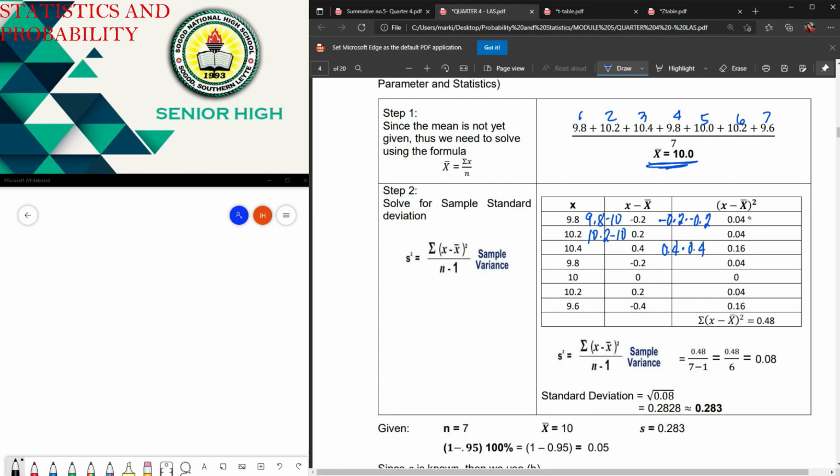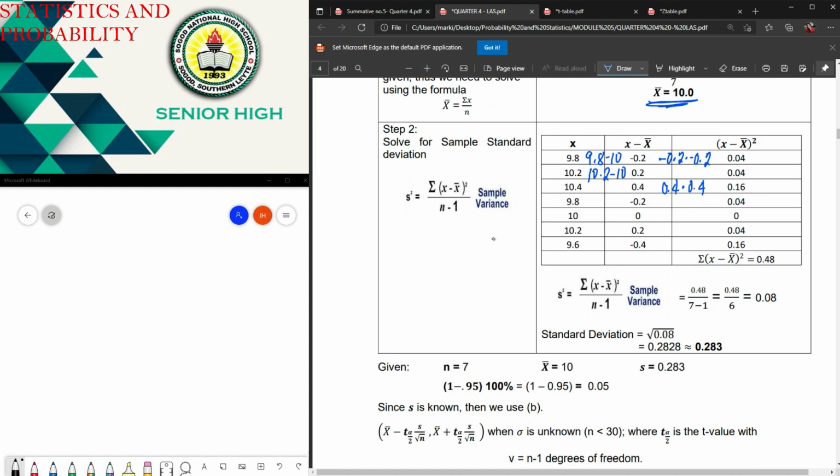Okay, that is how you're going to get it. Then you get the summation, the total of x minus the sample mean, so you have 0.48, and then you can now solve the sample standard deviation by substituting this formula. So the summation of x minus the mean squared is 0.48, so that's why we have 0.48 here.